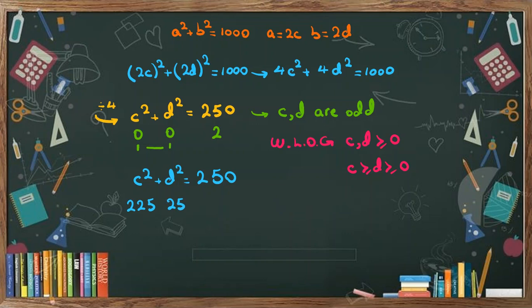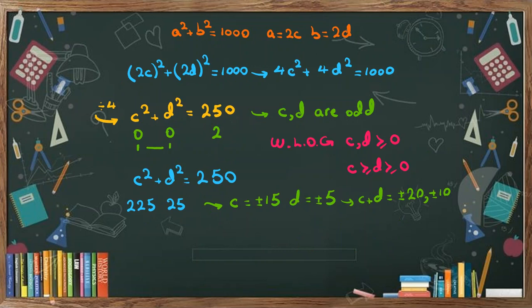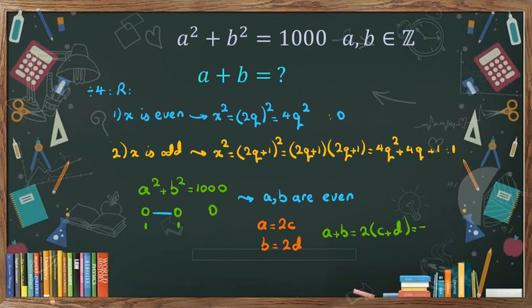Now let's see what we can conclude. Here C is 15, but we said without loss of generality it's positive; at the end we consider plus minus. So C is plus minus 15 and D is plus minus 5. What are the cases of C plus D? 15 plus 5, 20; negative 15 minus 5, negative 20, so plus minus 20. 15 minus 5, 10; negative 15 plus 5, negative 10, so plus minus 10. And because A and B are 2 times that, we should consider 2 times these numbers, plus minus 40 and plus minus 20, okay?